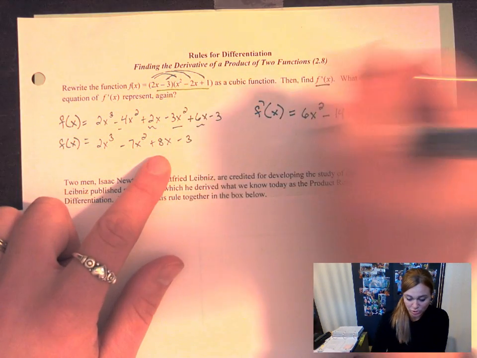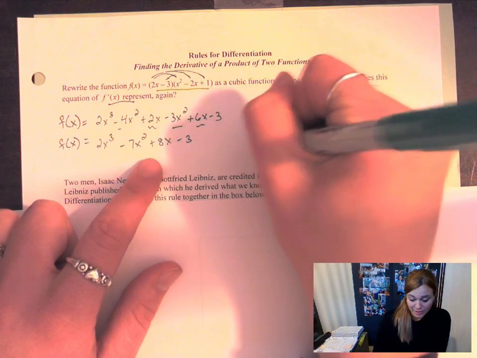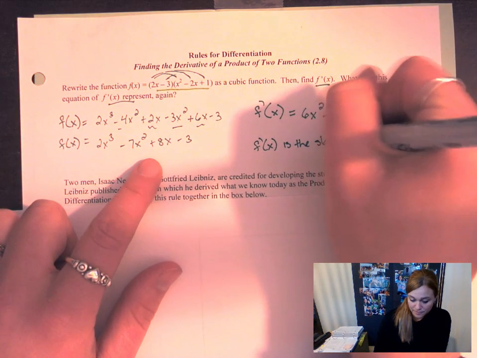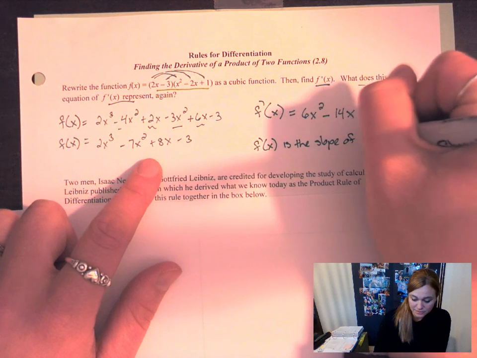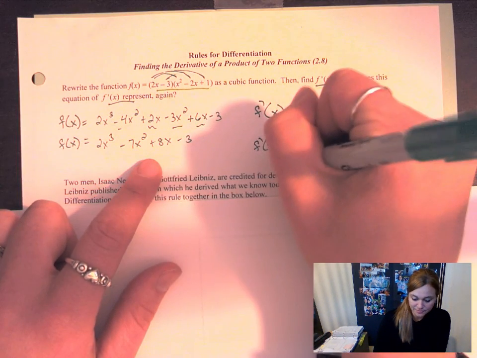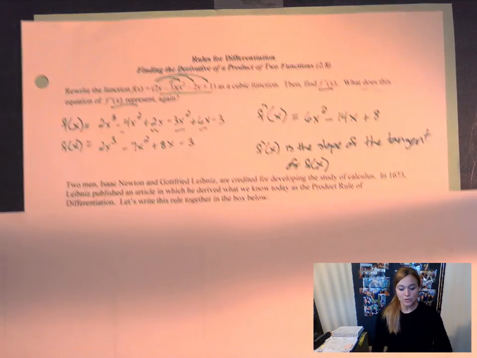So this is my slope, and again, what does f prime of x represent? The slope of the tangent. F prime of x is the slope of the tangent, and we can say of f of x. And this is for any point x, but this is good. Okay, so why am I telling you this?